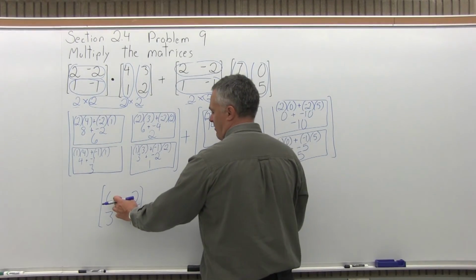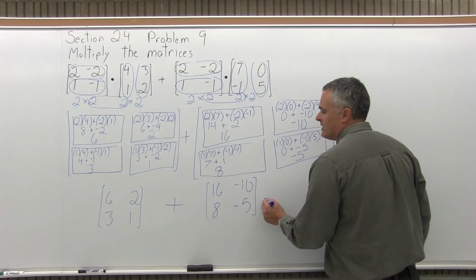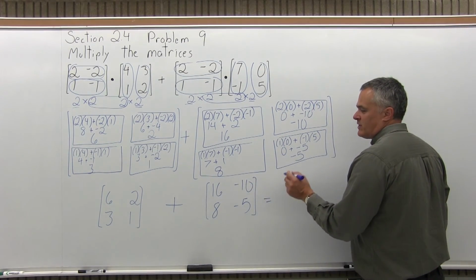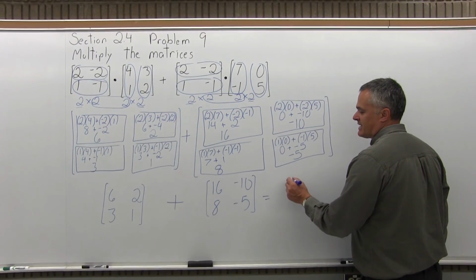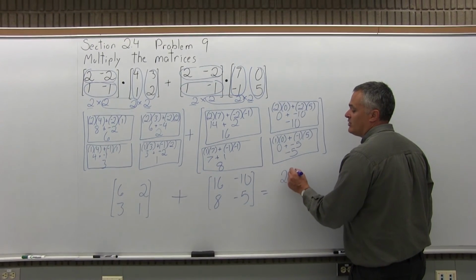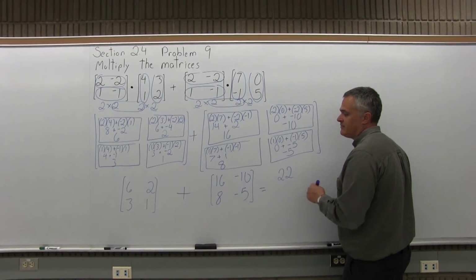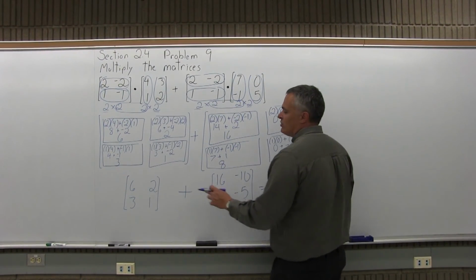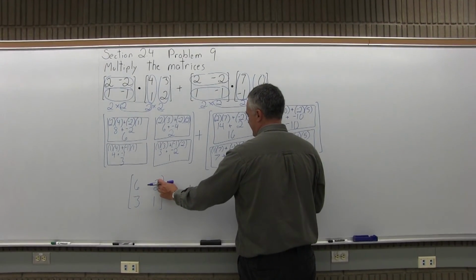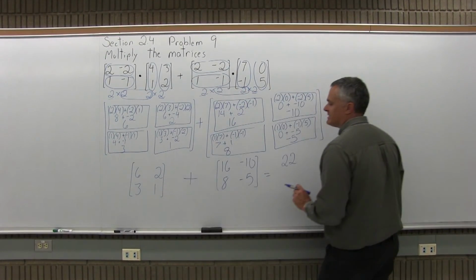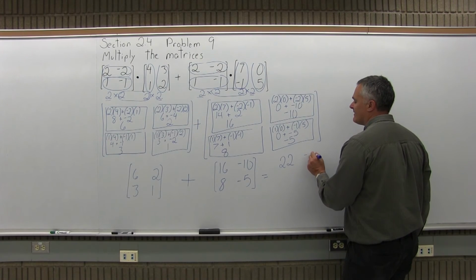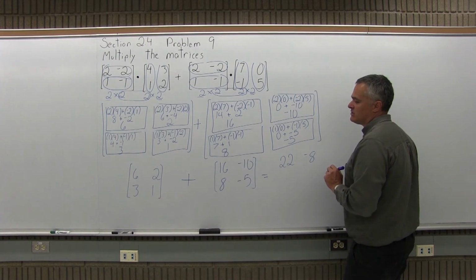So now I'm going to add upper left plus upper left, 6 from the upper left of the first plus 16 from the upper left of the second, giving me 22 in the upper left of my solution. Next, the upper right, 2 from the upper right of the first matrix plus a negative 10 from the upper right of the second matrix gives me a negative 8 in the upper right of my solution.